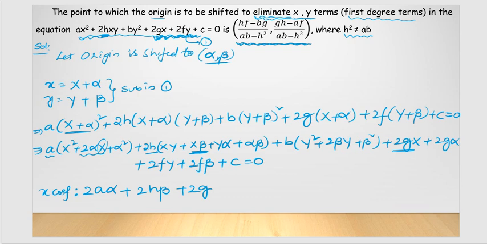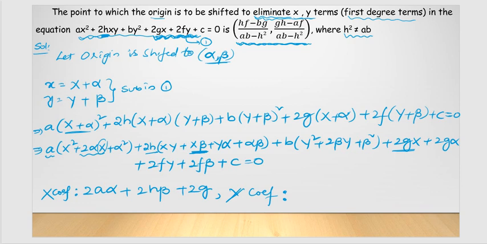So what I have got is 2aα + 2hβ + 2g. This is nothing but my X coefficient. Similarly, I can find the Y coefficient also. So this is capital X coefficient, and here this is capital Y coefficient. Since I need the capital X and capital Y coefficients to be zero, because if I want to eliminate, I need to have those coefficients as zeros. That means we are going to equate these values equal to 0.